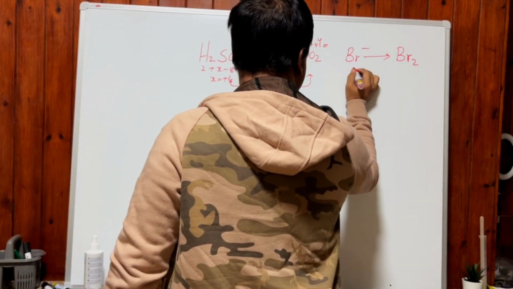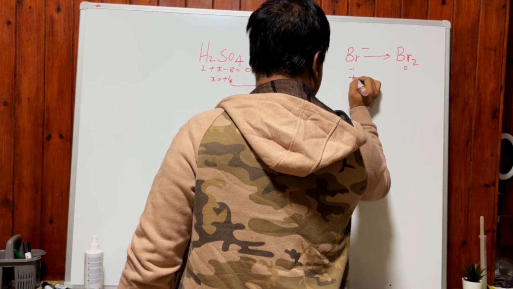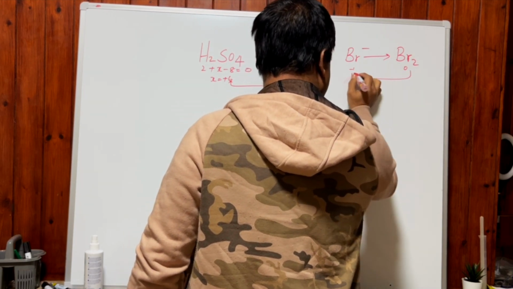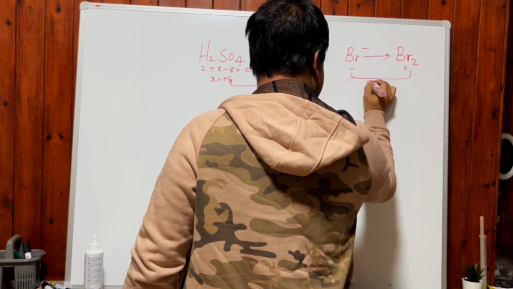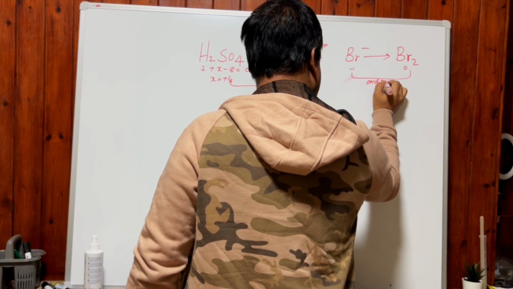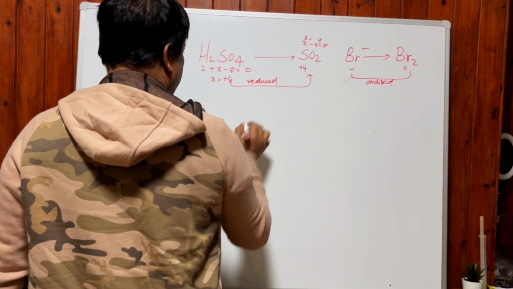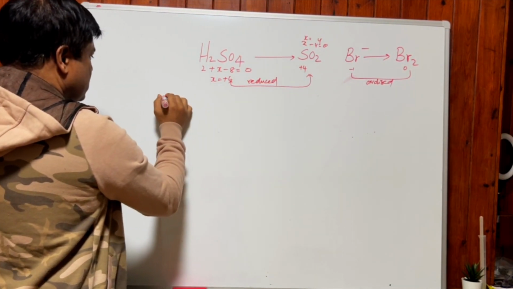Br minus 1 becomes 0. From minus 1 to 0, so it increases. It gets oxidized and sulfur gets reduced. Now balance these two half equations.